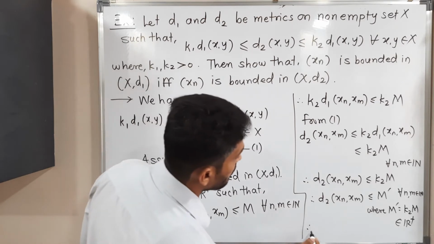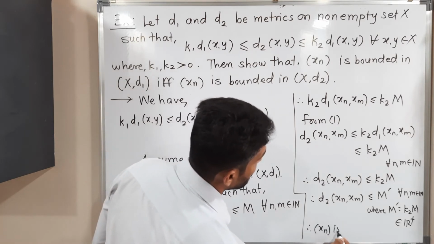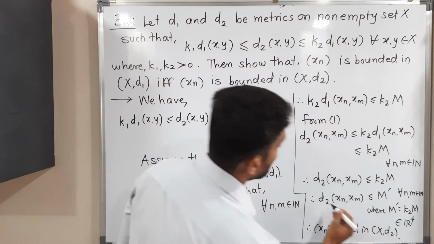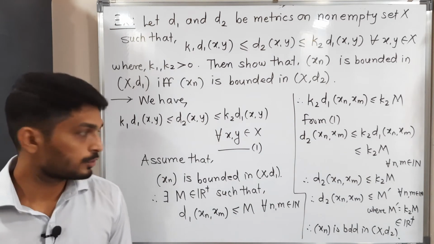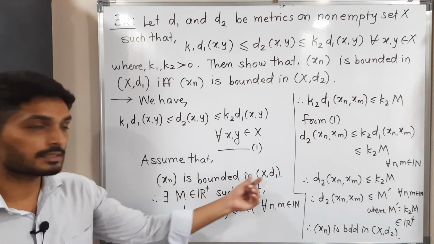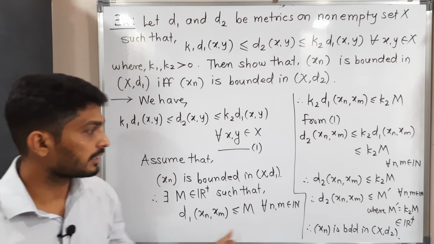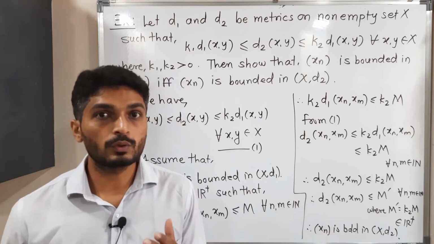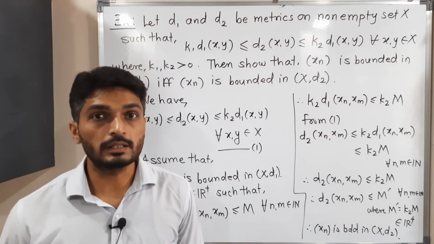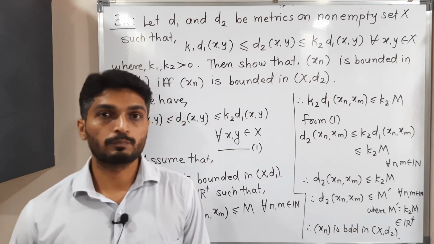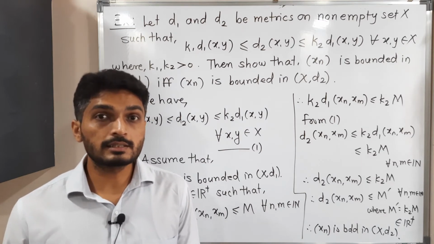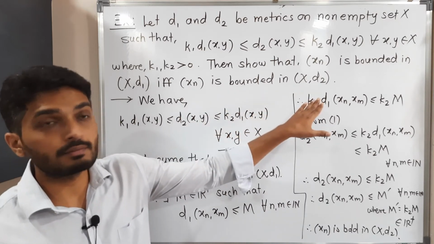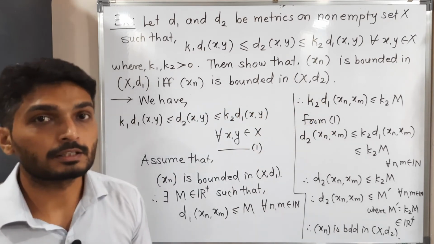So therefore xn is bounded in (X, d2), since we have metric d2 this time. We started with it being bounded in (X, d1), and finally we proved d2 of xn, xm is less than or equal to m dash. So therefore sequence xn is bounded in metric space (X, d2). Okay, so after that we will discuss the converse part of it. That means now we will assume xn is bounded in (X, d2), and we will try to prove that xn is bounded in metric space (X, d1).